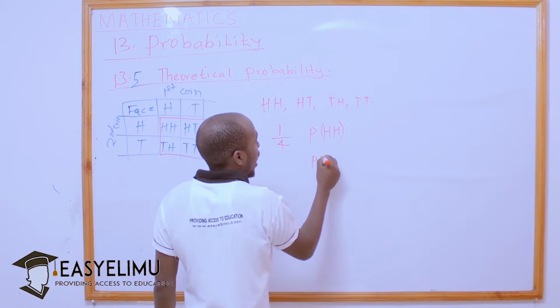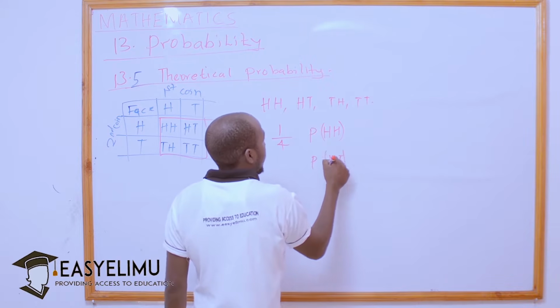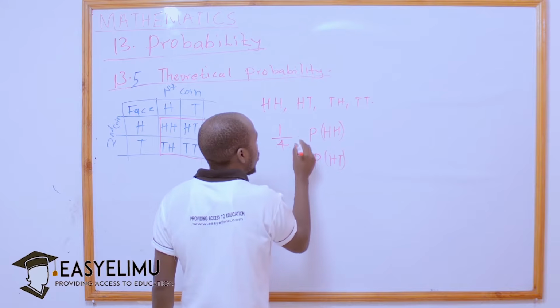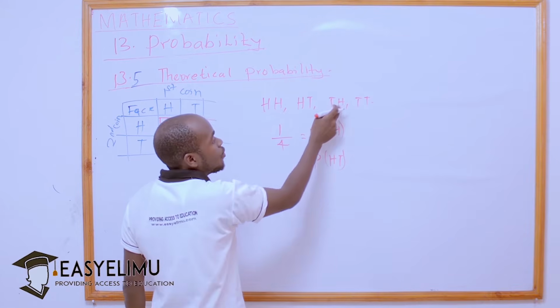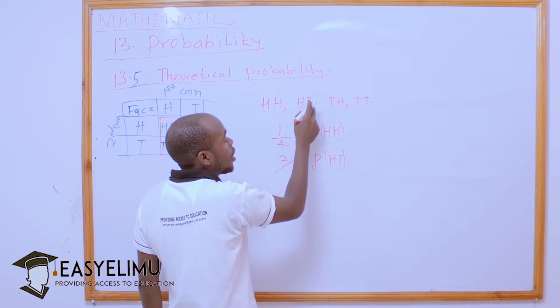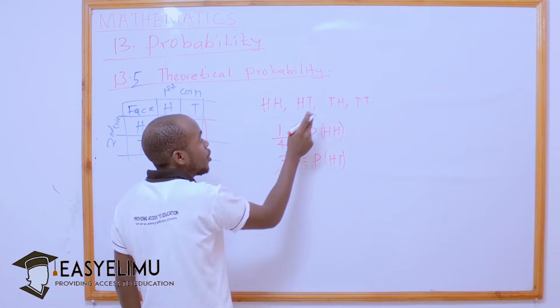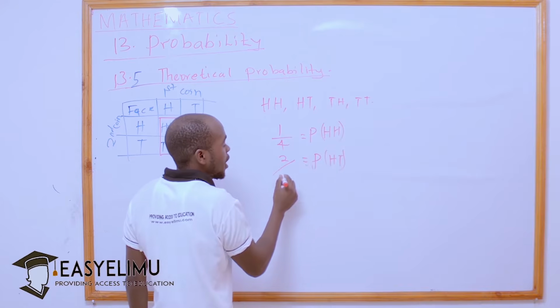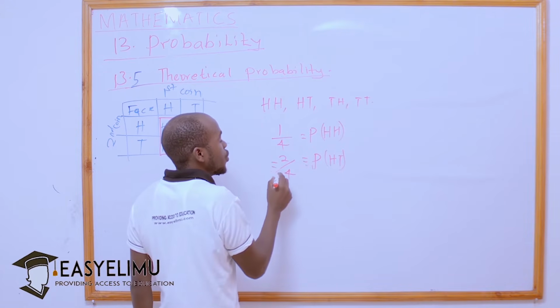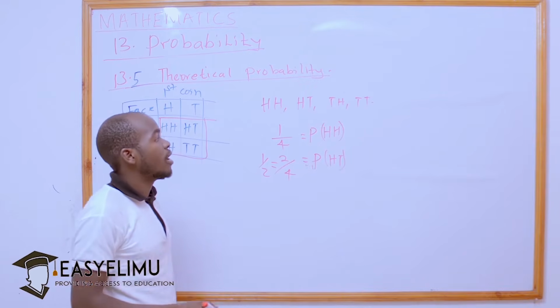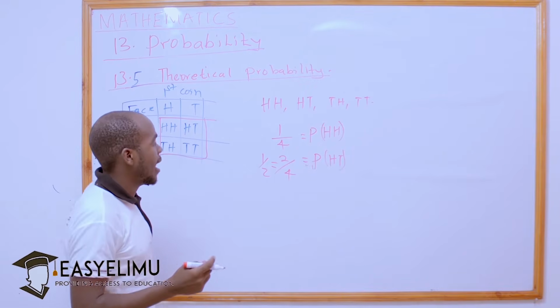And obtaining a head and a tail may be in either way. So you will find we have a head and tail which are 2, so it will be 2 of them. But the total sample space is 4. So meaning that we are going to have a half. That is for obtaining a head and a tail.